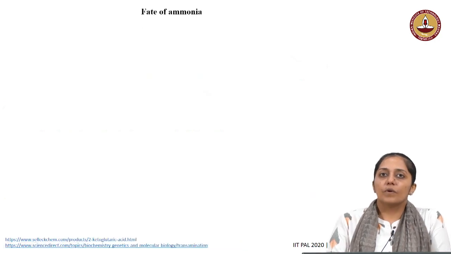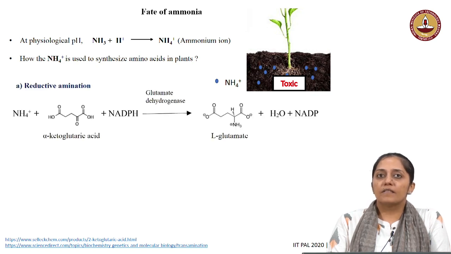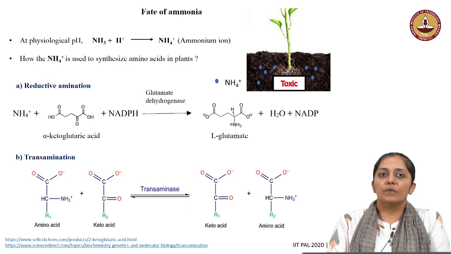So, now let us see what is the fate of ammonia. At physiological pH, ammonia exists in the form of ammonium ions, and ammonium ions in excess can be toxic to the plant. So, plants have devised a way to readily absorb ammonium ions and use them to synthesize amino acids via reductive amination and transamination reactions.